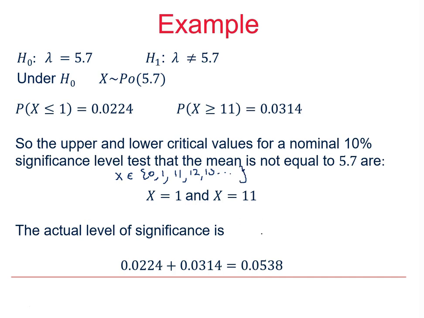And the actual level of significance is the sum of the probabilities for each tail, for each critical region, that's the less than or equal to 1, the 0 and the 1, or the 11 or more, and if we add those up we get 0.0538, so our effective significance level is 5.38%.